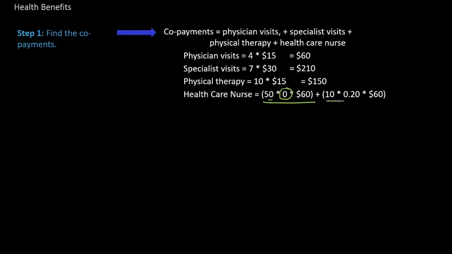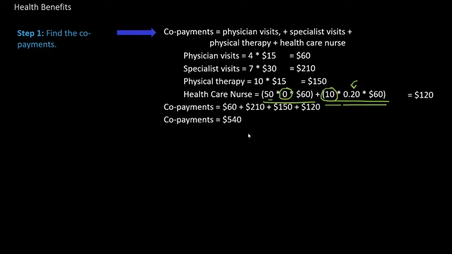But then there were 10 more visits that weren't covered, and the insurance company was going to pay 80%. If they're paying 80%, that means you're paying 20%, which is why you see this calculation, figuring out what 20% of $60 is, and then multiplying times 10. So when we take the sum of all of that, we get $540. And again, this is all the stuff I had written in blue in that margin. So we find the total of $540.